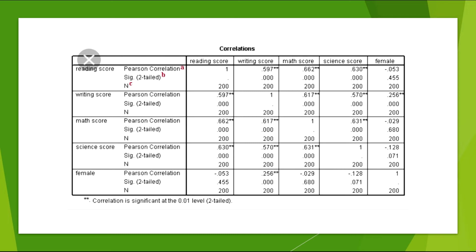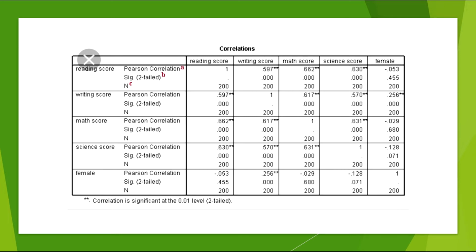If you look at the table carefully, it is symmetrical. Whatever you have on this side will also be the same on the other side. The figures are all the same from this side to this side. You can read it vertically from top to bottom, or horizontally from right to left. Basically the figures are the same. So if you want to read the relationship between reading score and female, you have to go to this box.